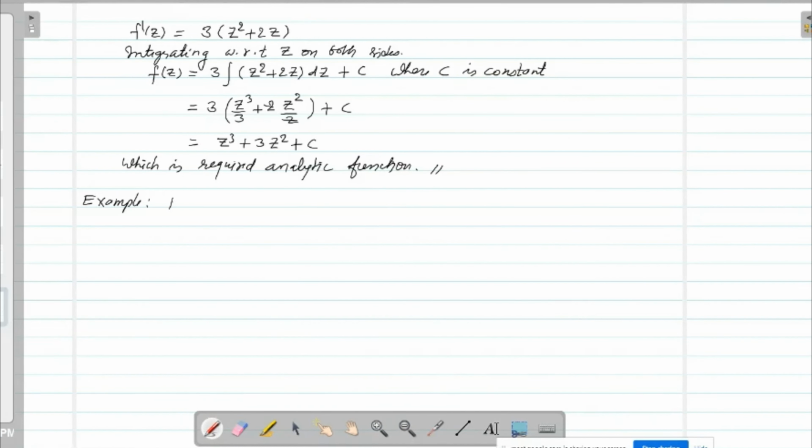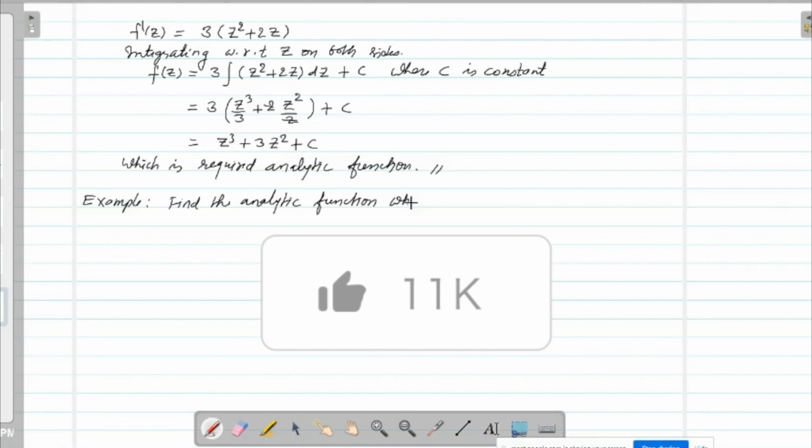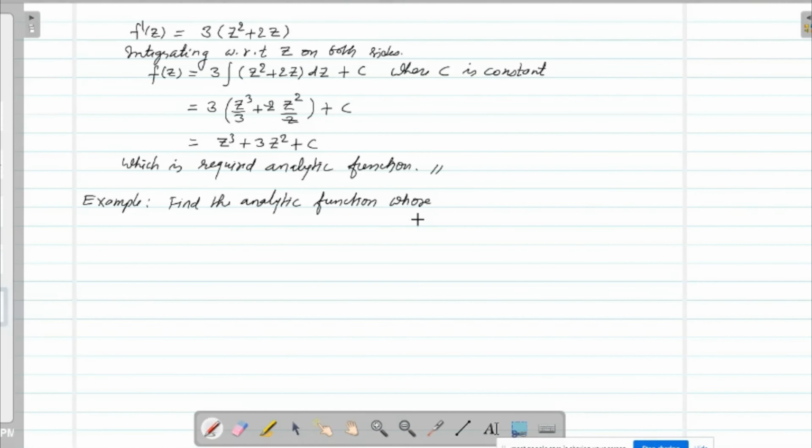Find the analytic function whose real part is given, where u is equal to log of the square root of x square plus y square. Example number 2.